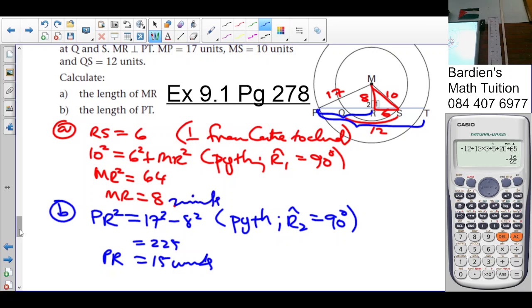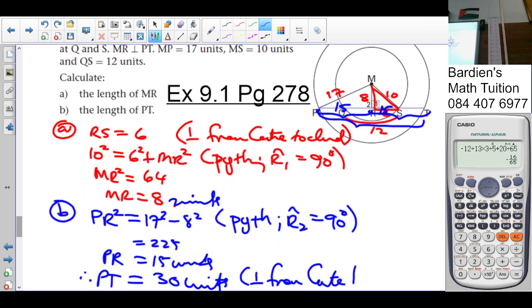But have I answered the question? No. So therefore PT is equal to, if that is 15, that has to be 15 as well. That's our length now, no? Why? Perpendicular from center to chord bisects the chord. Okay? Any confusion here? No? Let's carry on.